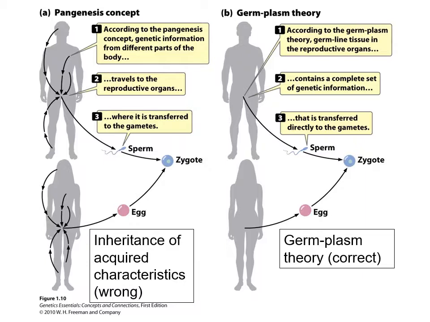But the germplasm theory says that there's a special set of tissue that carries the same genetic information as the rest of the body, although only half the amount of genetic material in each sperm or in each egg, but those are the cells that form the zygote, that nothing is drawn from the rest of the body, but those are the representative cells for sexual reproduction. And that's correct.